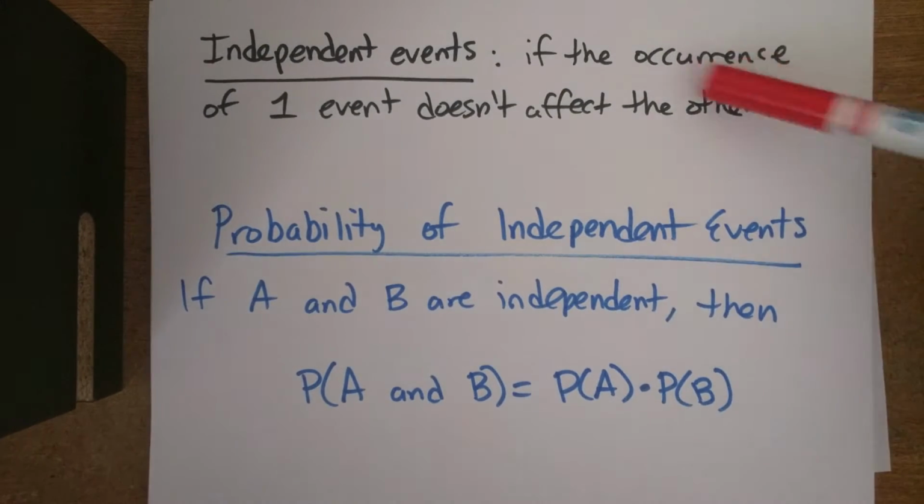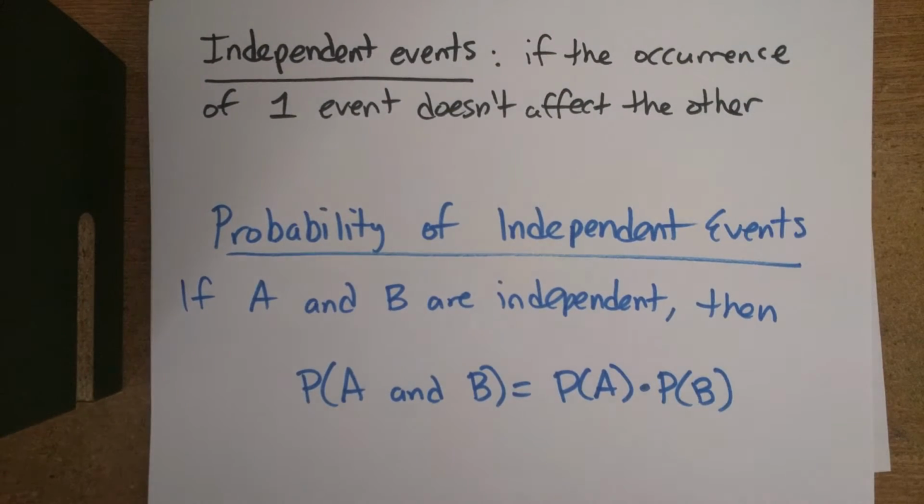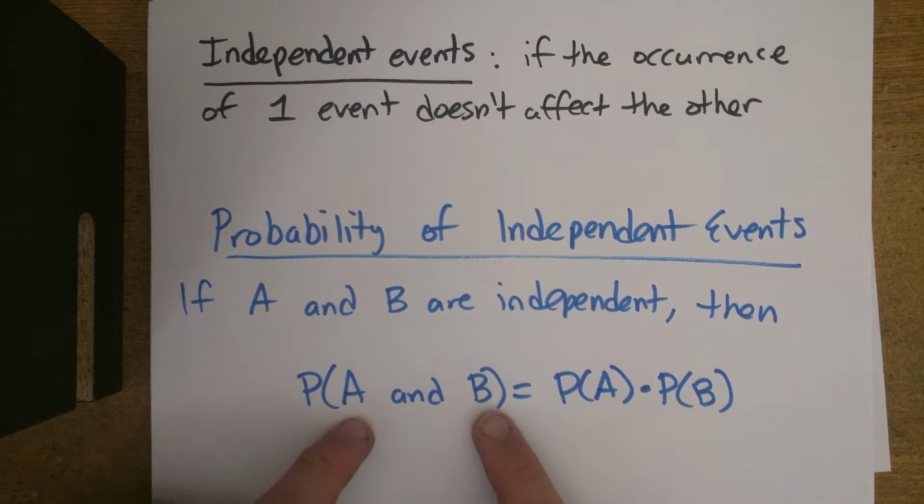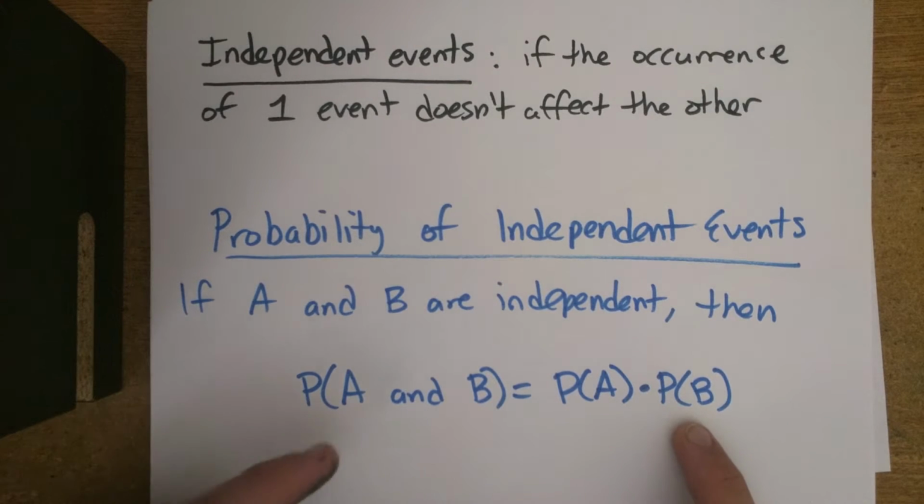Go ahead and copy down independent events. If the occurrence of one event doesn't affect the other, then your two events are what we call independent. And then to find the probability of independent events, we have right here, if A and B are independent, then P of A and B, so the probability of both of these events happening, is just the probability of A times the probability of B.